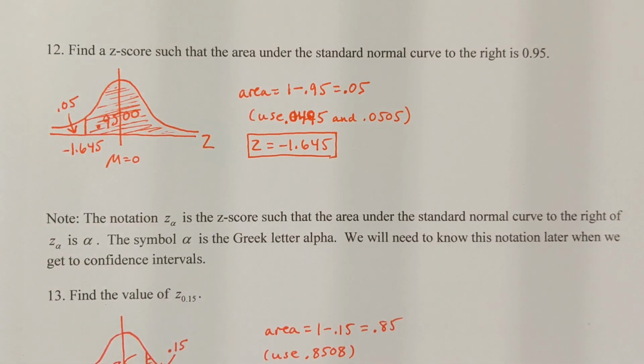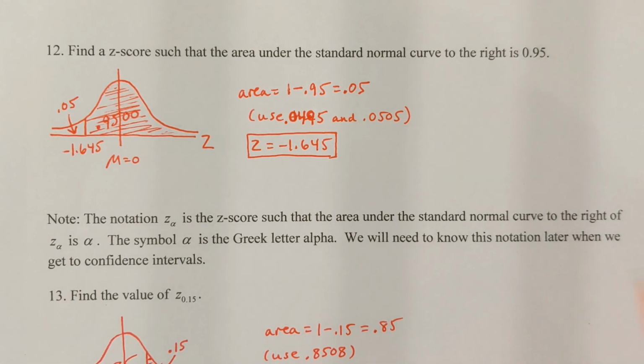Okay, we'll do some more of section 7.2 here. At the moment, we were looking at using the table in reverse. What I mean by that is that we're given an area or a probability, and we want to find a z-score that correlates to that area or probability. We're on problem 12 here, where it says find a z-score such that the area under the standard normal curve to the right is 0.95.